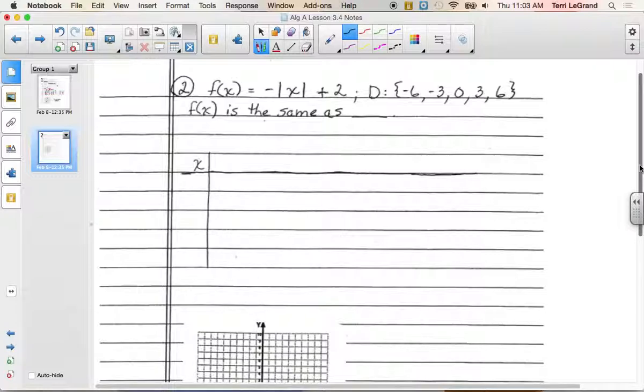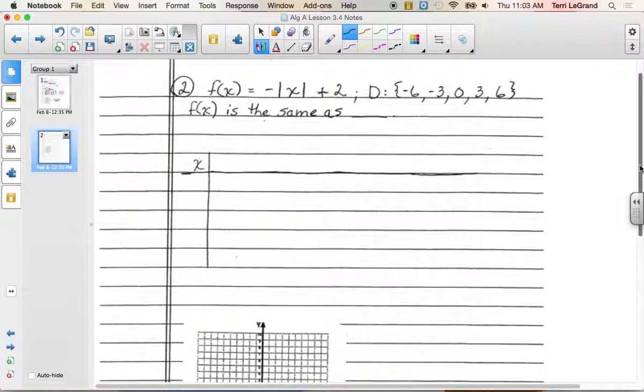We have f of x equals negative, absolute value bars around an x, plus 2. Can anybody tell me what those bars around that x say again? What does that say? Ariel? Absolute value. What does absolute value mean? Distance. Distance from 0. How far is that number from 0? That's what that is saying.